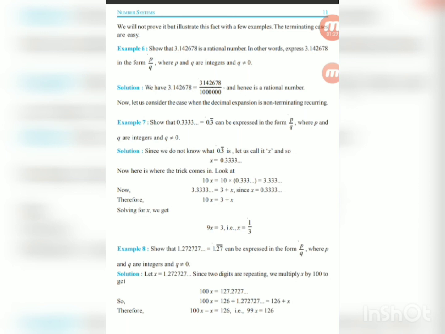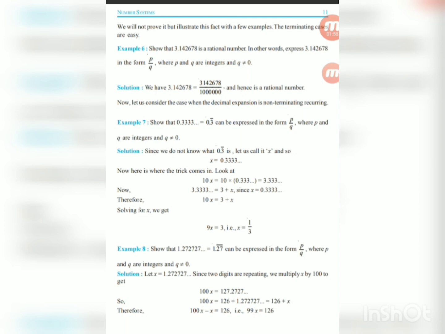Show that 0.333 is equal to 0.3 bar, because 3 is a repeated number, can be expressed in the form of P upon Q, where P and Q are integers and Q is not equal to 0. The solution is, you can see that we do not know what 0.3 bar is. So let us call it x. So x is equal to 0.333. Now here you can see, the bar has only one digit. So we multiply both sides by 10. So 10x is equal to 10 multiplied by 0.333 is equal to 3.333.